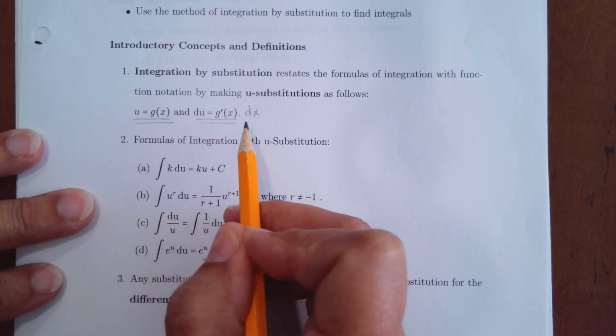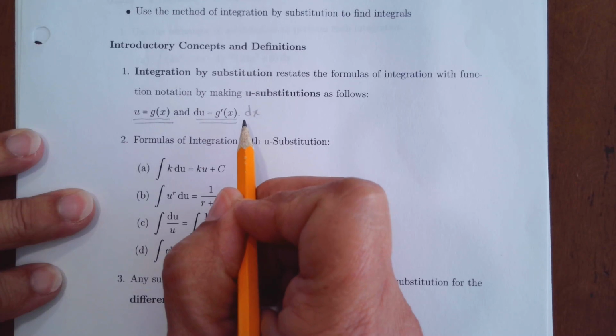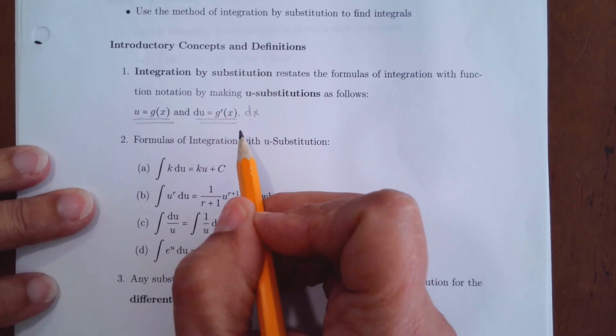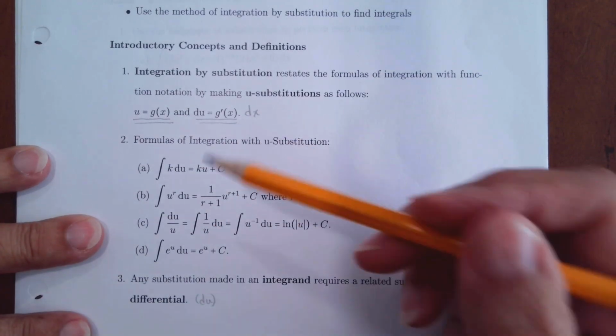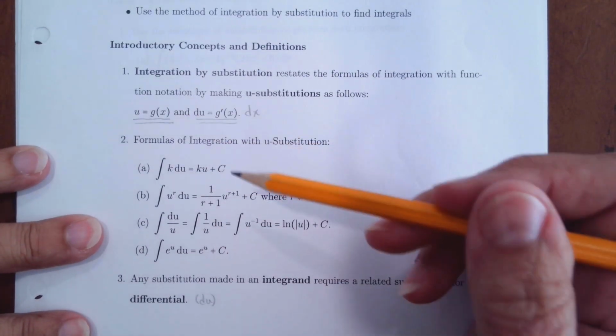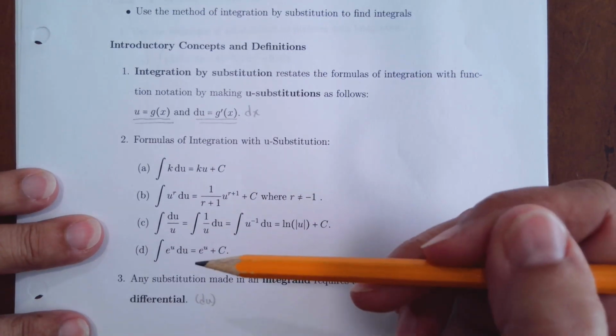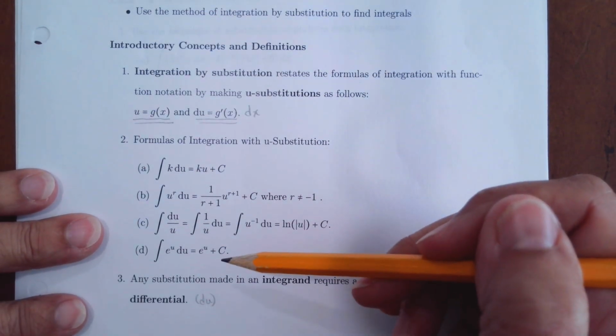Okay, so I don't think on your notes you had the times the dx there, so you might want to put it if that's going to help you remember what we have to do. All right, then again, once we do the U substitution, we're going to end up with one of the four things that we already know how to integrate. That's what we spent the last section doing.